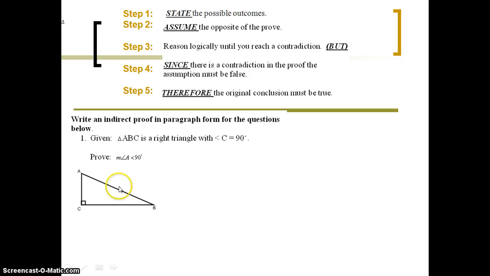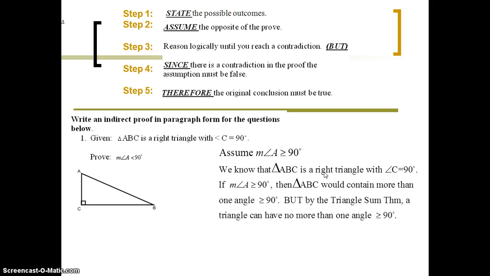Given that triangle ABC is a right triangle with angle C being 90 degrees, we are going to prove that the measure of angle A has to be less than 90 degrees. So we're going to assume that angle A is greater than or equal to 90 degrees for our indirect proof. We know that triangle ABC is a right triangle with angle C being 90. If the measure of angle A was greater than or equal to 90, then triangle ABC would contain more than one angle greater than or equal to 90.